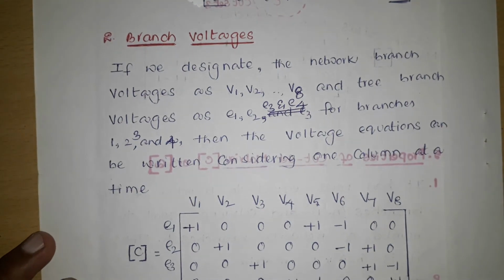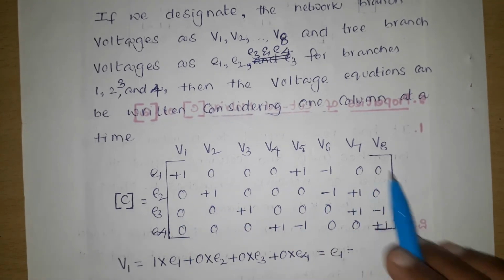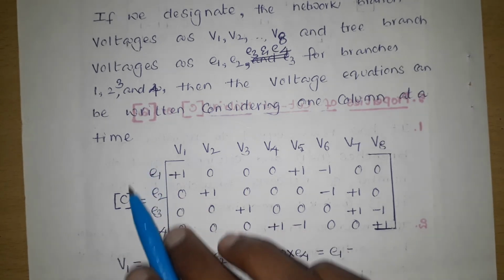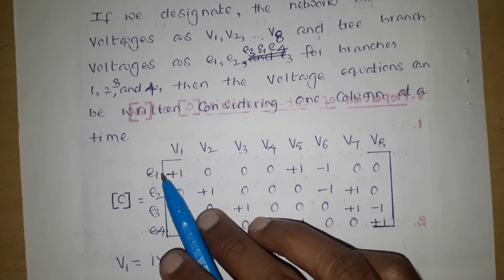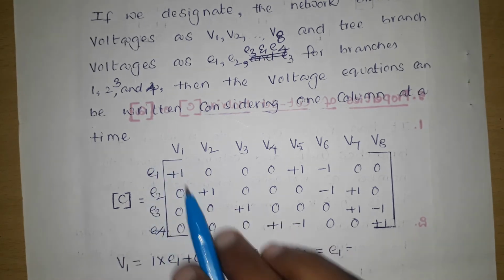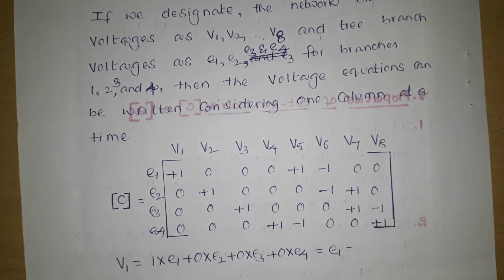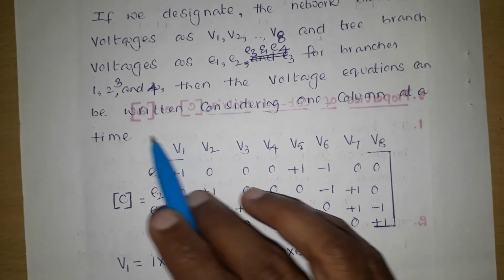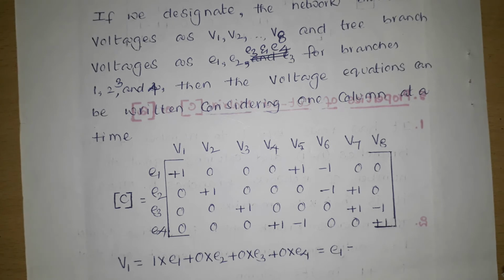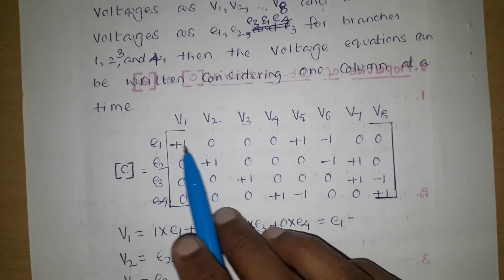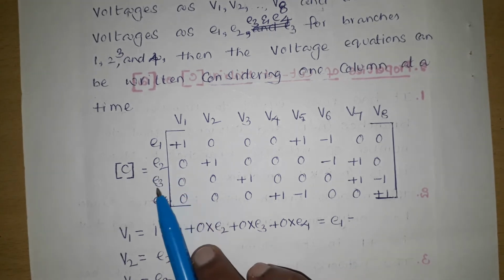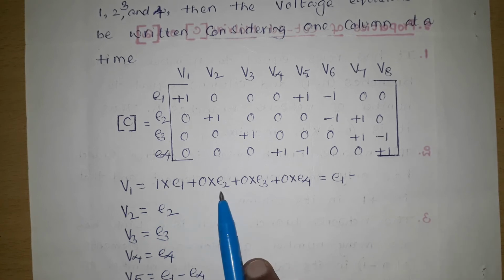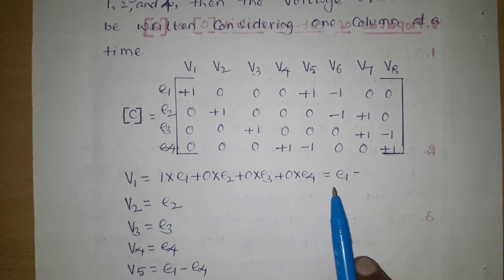So here the uses of cut set matrix are, so this is the cut set matrix. These are the branch voltages. These are the voltages of the twigs. E1, E2, E3, E4 are voltages of the twigs, and V1 to V8 are the voltages of the branches. Now we can write branch voltages as a function of twig voltages. V1 equal to plus 1 into E1 plus 0 into E2 plus 0 into E3 plus 0 into E4.